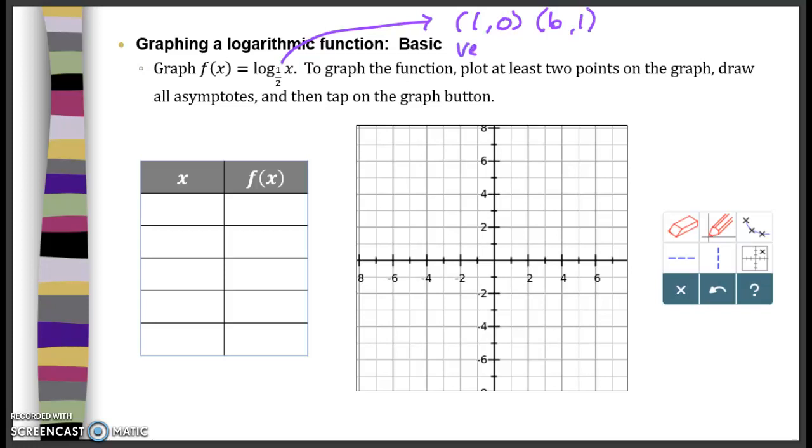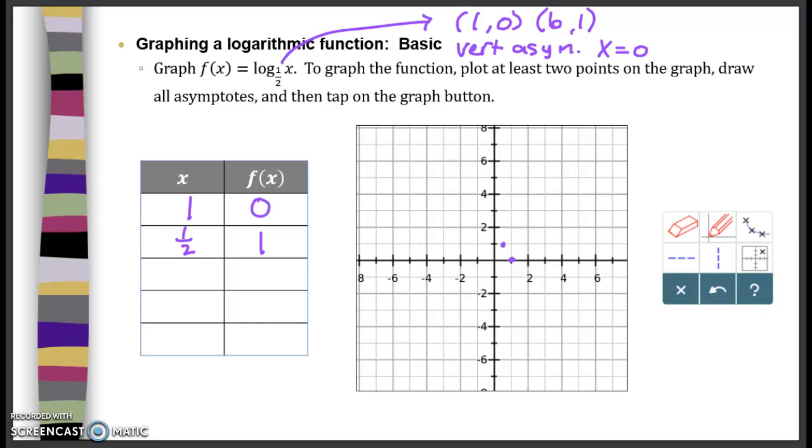And it's going to have a vertical asymptote at x equals 0. So for this problem, we can already say there's going to be a point at 1, 0, and then b, 1, or 1/2 and 1. So here and here.